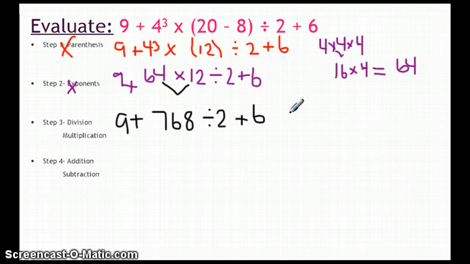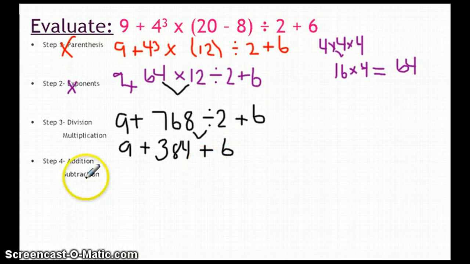Now let's go through the expression again and see if there's any more multiplication or division in it. 9 plus 768 divided by 2 plus 6. See, right here we have our division. So, 9 plus 768 divided by 2, we are going to get 384. We have to bring down our plus 6. Okay, there's no more multiplying or dividing, so you get rid of that.